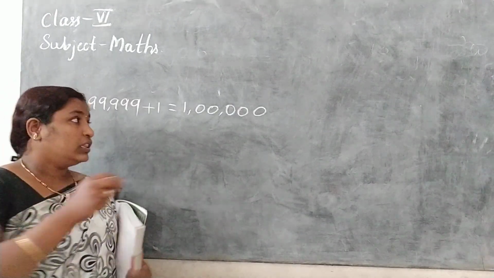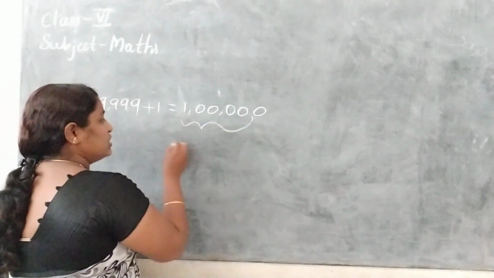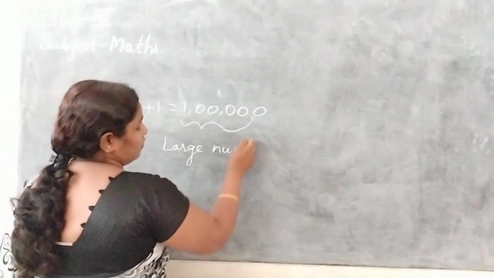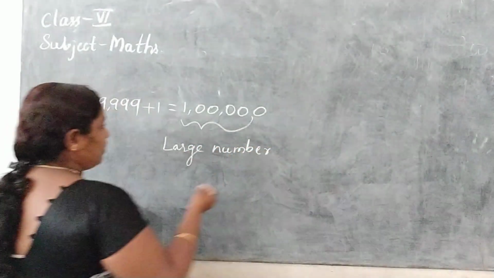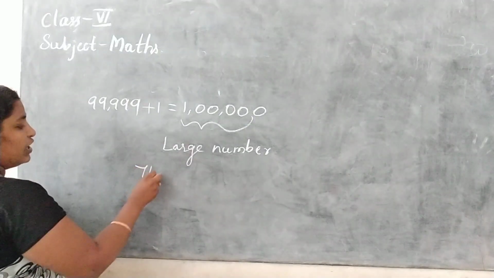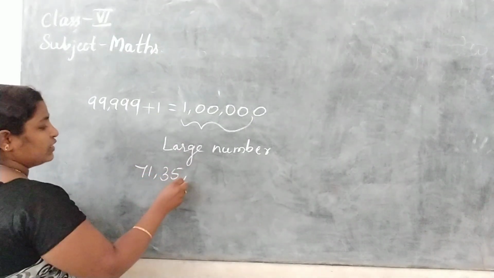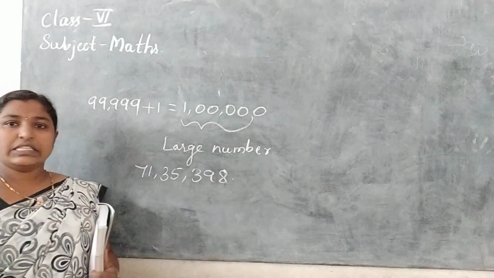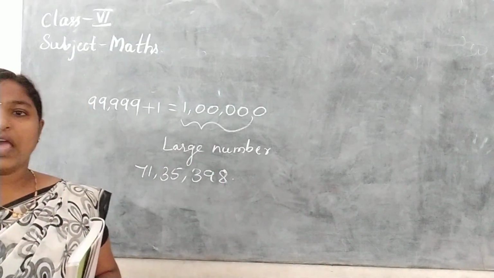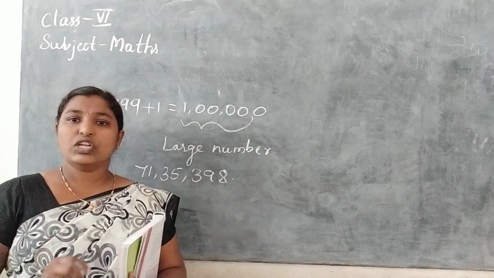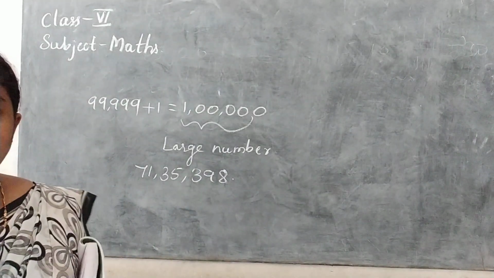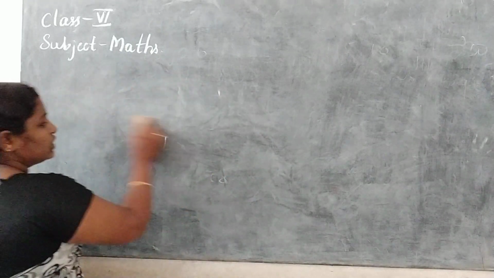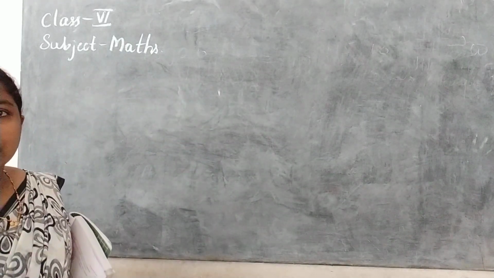This 6 digit number is known as a large number. It may be 7 digits also, 71,35,398. So more than 6 digits are known as large numbers. In the large numbers, today in this session we should learn about these concepts.